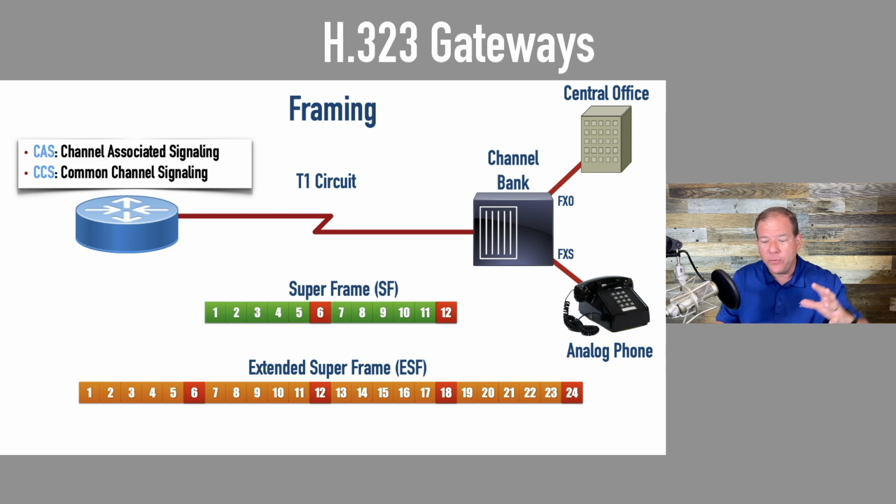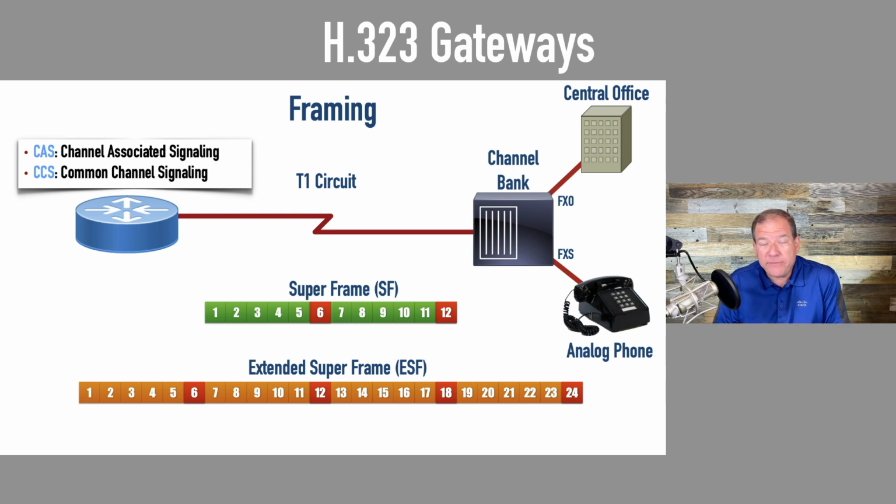If we use a super frame, we're taking 12. Again, this is good for your notes. With a super frame, or SF, we're taking 12 of those 193-bit frames and we're kind of super gluing them together end to end. And then in that, every sixth frame in a super frame, which is going to be frame number 6 and 12, we're going to go into the low order sampling bit for each of those 24 channels, and we're going to use that bit as a signaling bit. So with a super frame, each conversation, each of those 24 channels, will have two signaling bits, an A bit and a B bit.